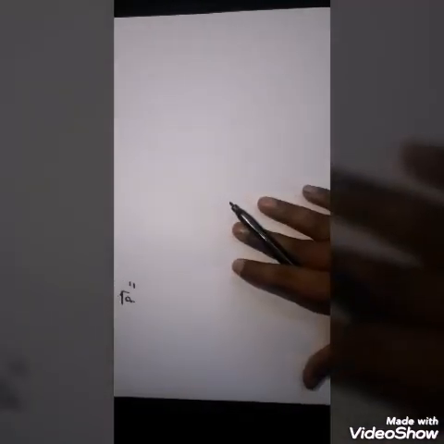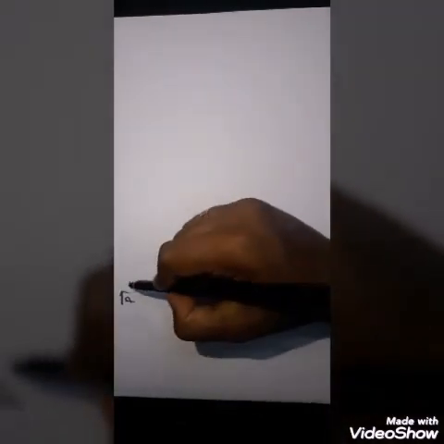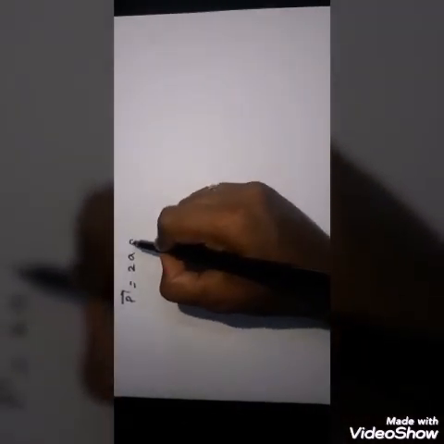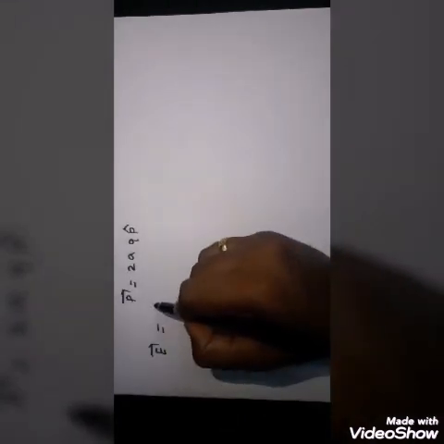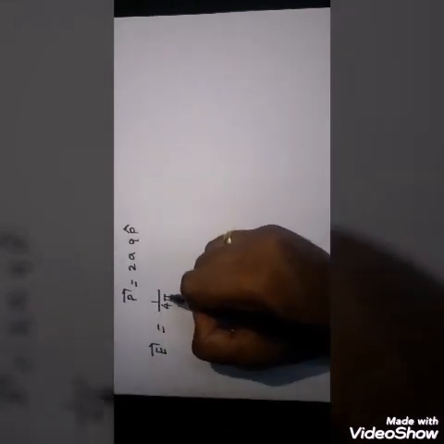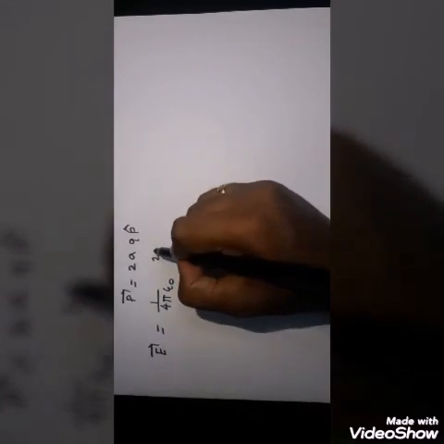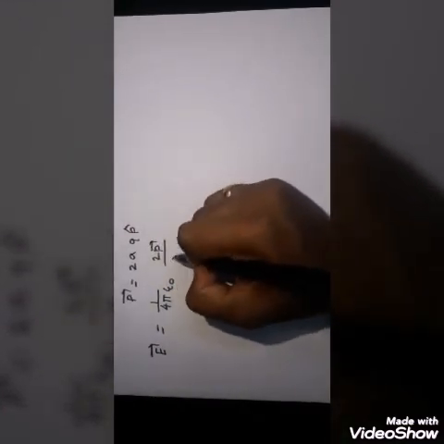We separate this as 2 into 2a, because the electric dipole moment p vector is equal to 2aq, p cap. So we substitute this into the above equation. We get E vector equal to 1 by 4 pi epsilon naught, 2 p vector by r cube.